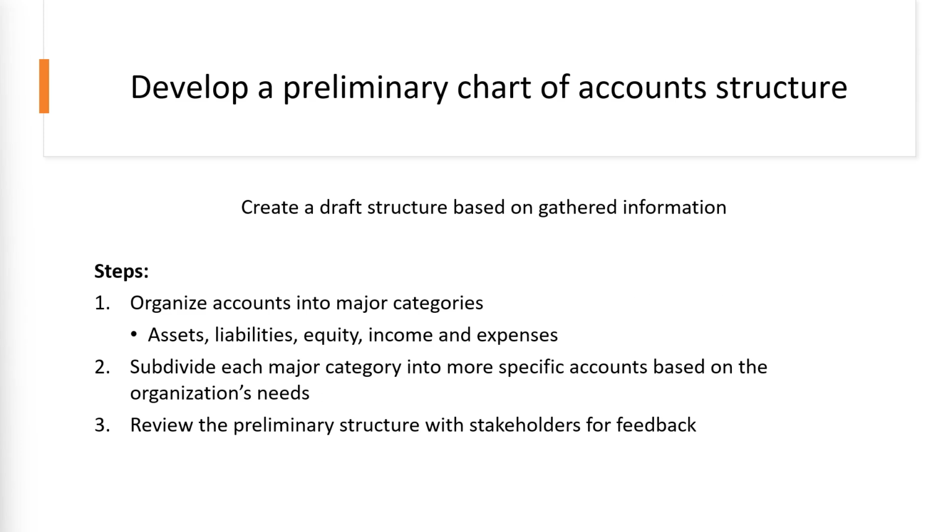Based on the information gathered, organize your accounts into major categories like assets, liabilities, equity, income, and expenses. Subdivide these categories into specific accounts tailored to your organization's needs. Be sure to get feedback from stakeholders to fine-tune the structure.